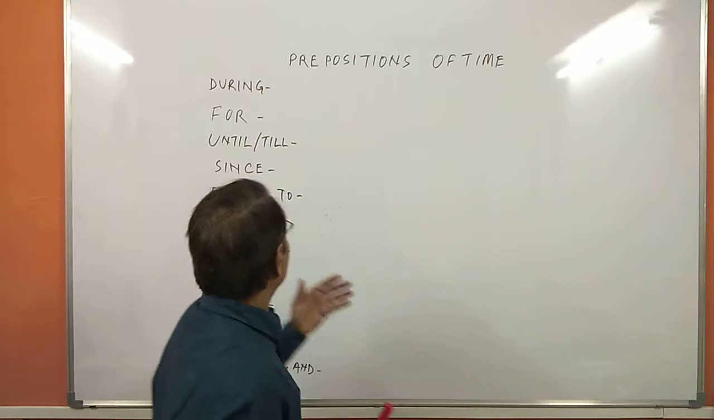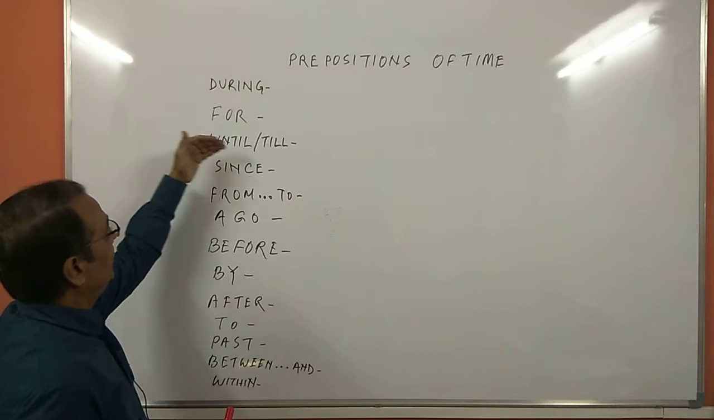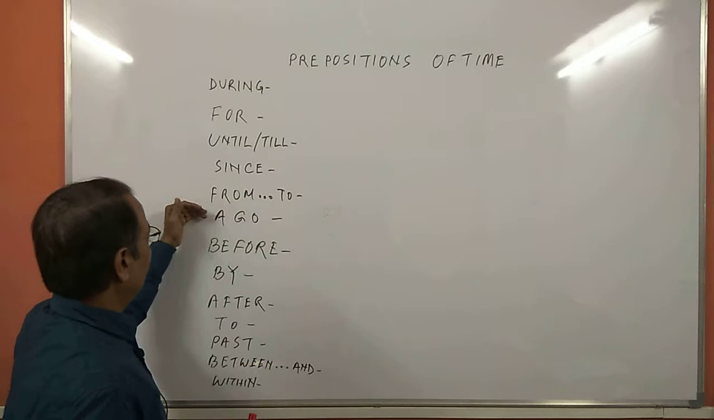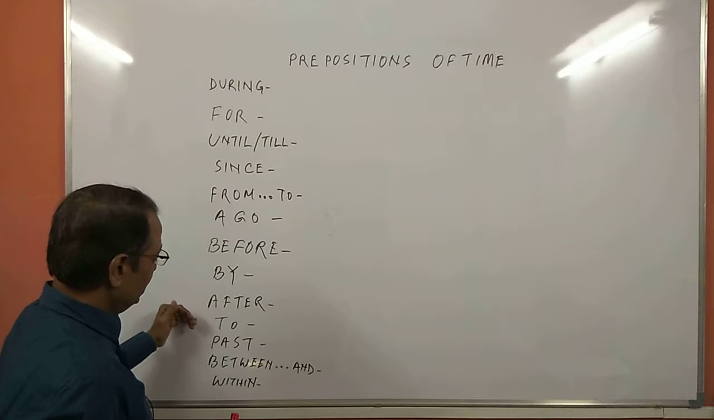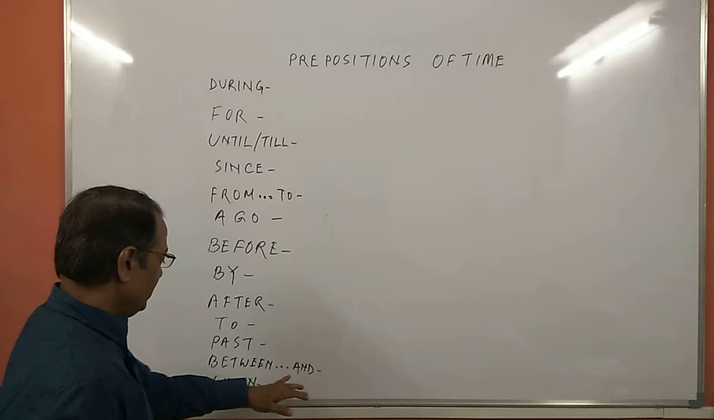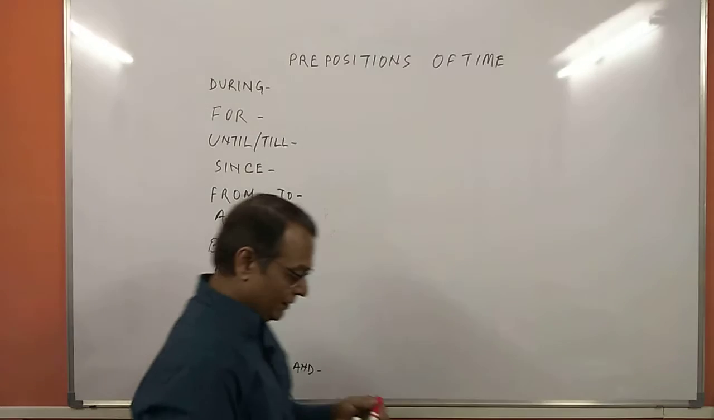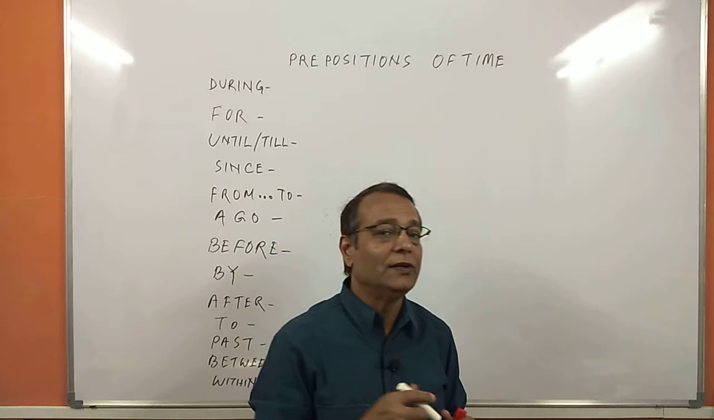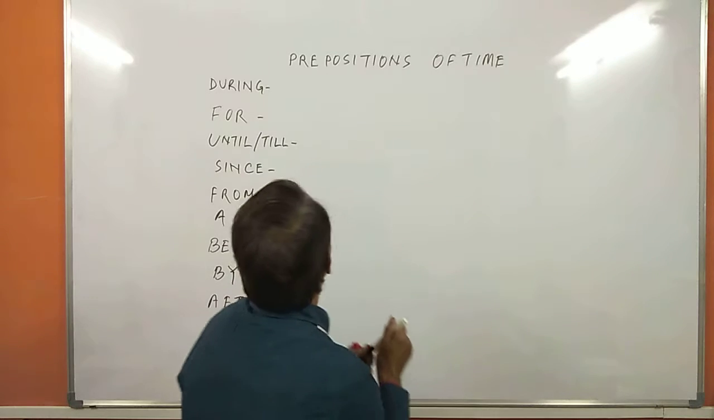I have noted down a few words: during, for, until or till, since, from, to, ago, before, by, after, to, past, between and within. Alright. I would just like to give a few examples so that the meaning is clear and you will also understand how to use them.